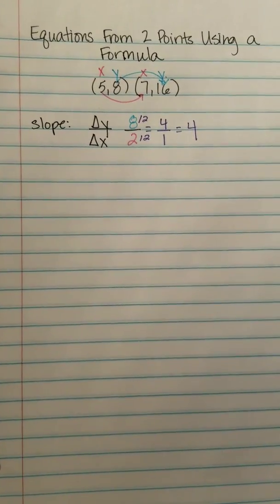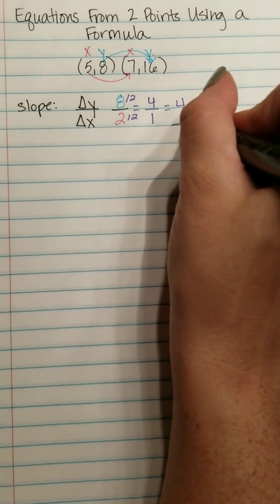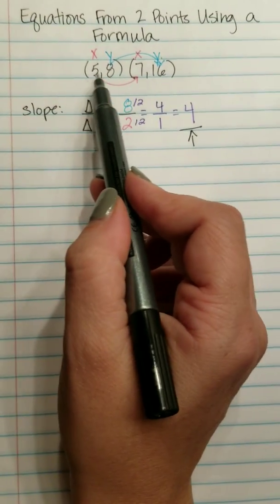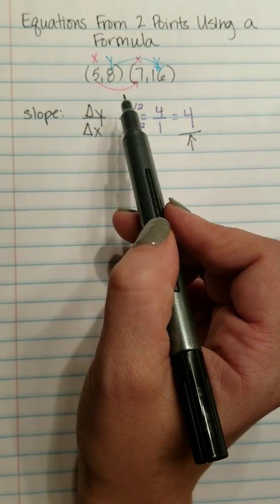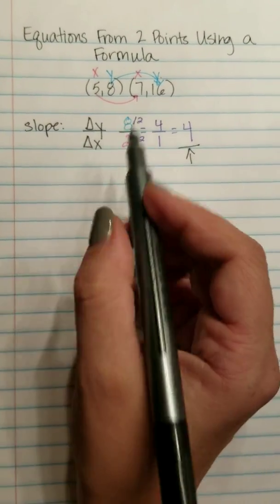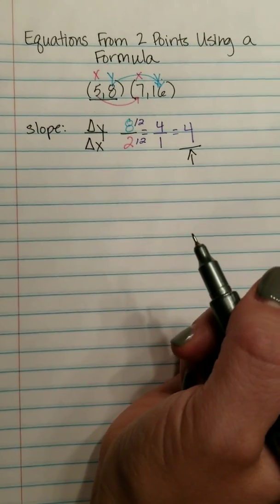Now that we know our slope, in order to find our y-intercept, we are going to take our slope and one set of points. It doesn't matter if we choose the first set of points or the second set of points, but we need to choose one set of points and then our slope in order to find the y-intercept. So I'm just going to choose this set just because it's written first.